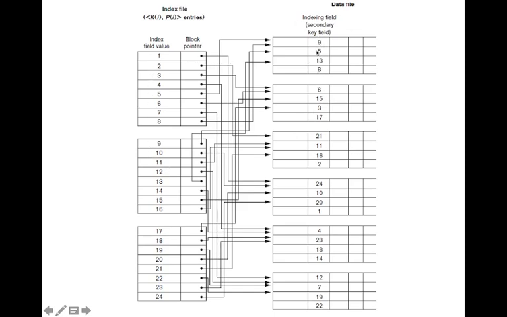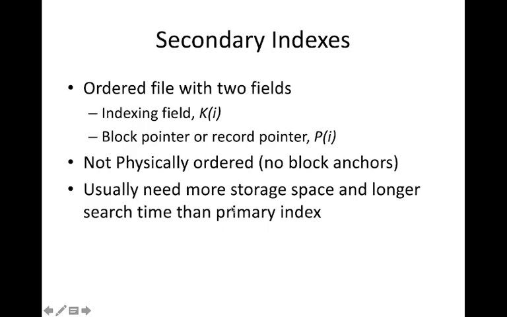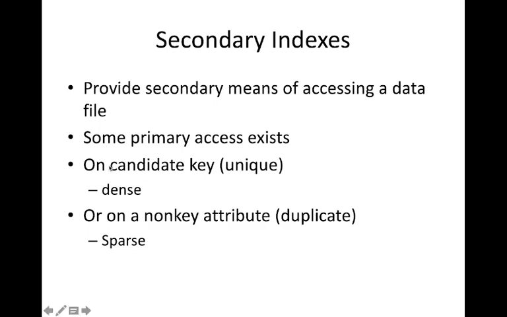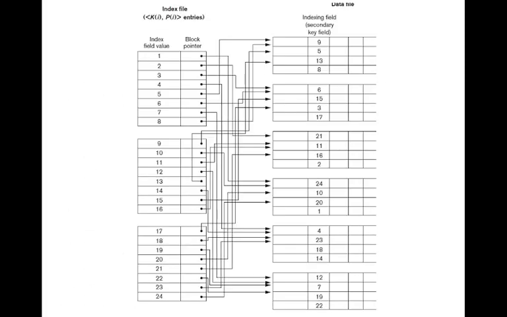Since this admission number is also unique, we will get a dense index, because there will be a pointer for every value. This is also unique, or it is a candidate key. That is what we have written here. So if it is based on some candidate key, then it will be dense. If it is a non-key attribute, so duplicates will be there, then it will be sparse. We will see another example also.